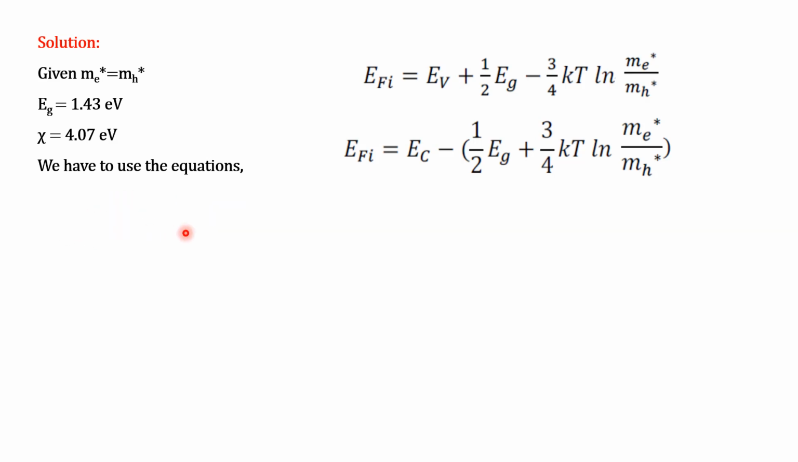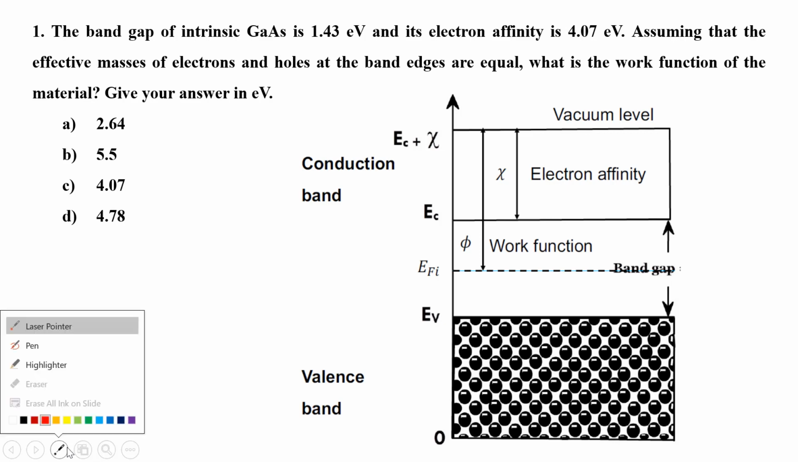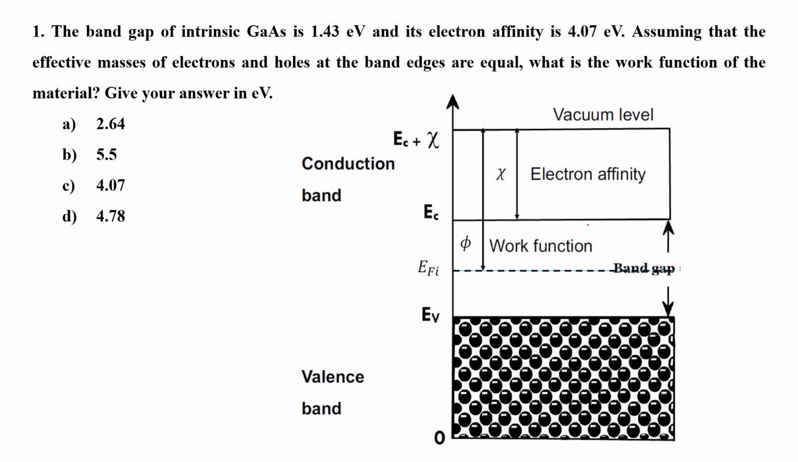EC minus EFI means, from this diagram, this small distance, you will be knowing, right? Once you know the small distance, adding this with that small distance will give us the work function. So this small region you are going to find out right now. Call this one 1 and the other 2; 1 plus 2 will give us the work function.